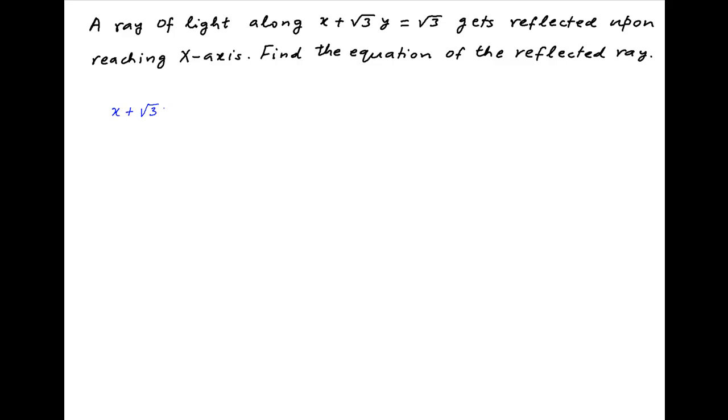The ray of light travels along the line x plus root 3 times y is equal to root 3. Dividing both sides by root 3, this can be written as x upon root 3 plus y upon 1 is equal to 1. And therefore, it follows that the x-intercept of this line is equal to root 3 and the y-intercept is equal to 1.